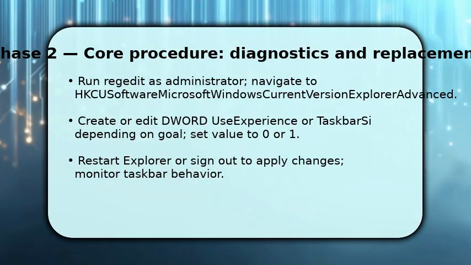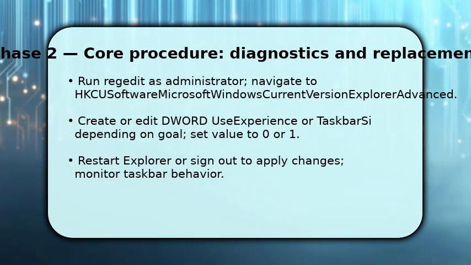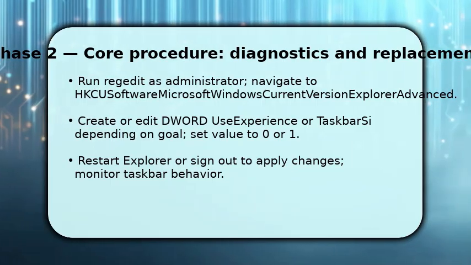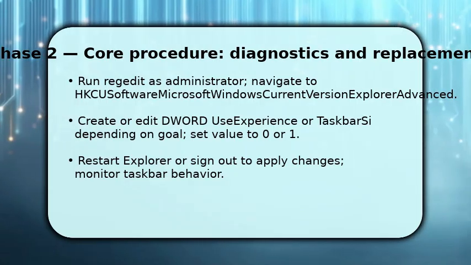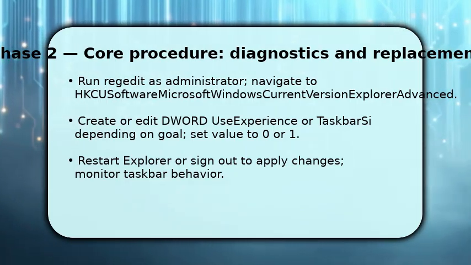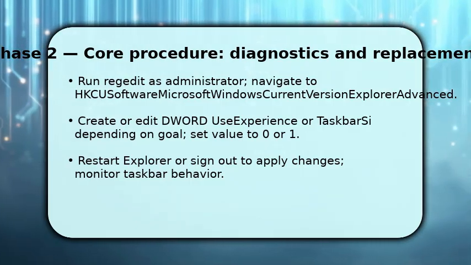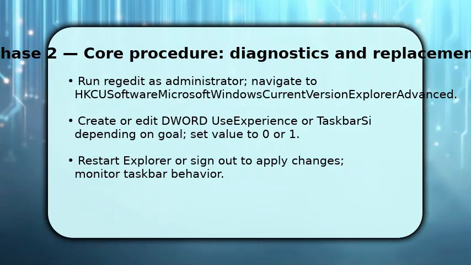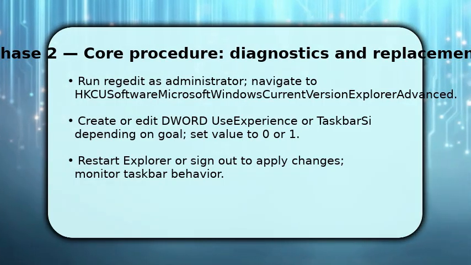Now, run Regedit as administrator. Navigate to HKCU\Software\Microsoft\Windows\CurrentVersion\Explorer\Advanced and locate the taskbar keys. You will either create or modify a value like TaskbarC or UseExperience, depending on your build. Setting values to 0 can hide or shrink elements. Once you save the key, close Registry Editor.